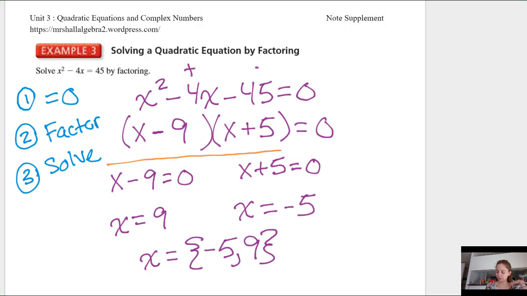This work here is optional if you want to write out those steps, and in some cases it's easiest if you do, if it's not very simple to see what the x value is. But you can also just jump to x is equal to -5 and x is equal to +9.